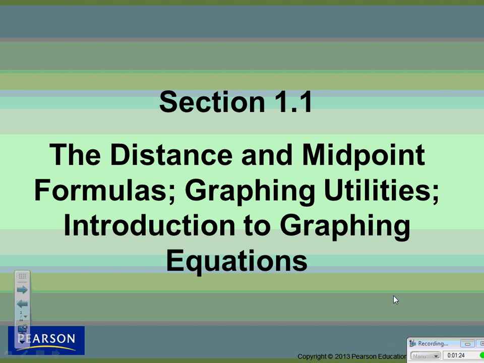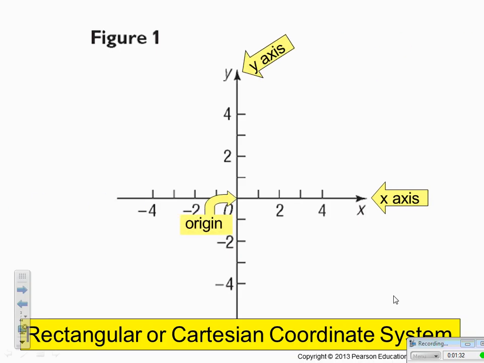All right, so this is section 1.1. It is a review of a little bit of Algebra 2 and mostly Algebra 1. You don't have to write this down unless you totally cannot remember. The x-axis is our horizontal, our y-axis is our vertical, and where they cross is our origin. This is called a rectangular or a Cartesian coordinate system. Do not write this down.